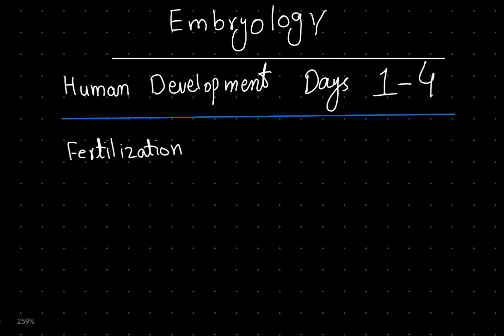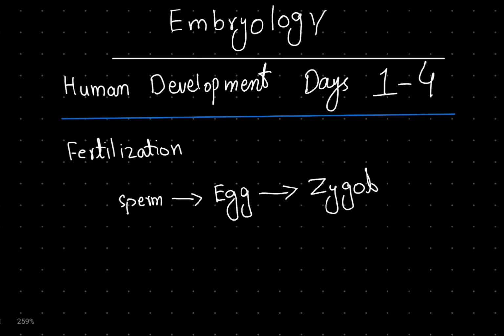During the fertilization process, sperm meets with egg, and it forms a zygote. The zygote then eventually differentiates into a baby.